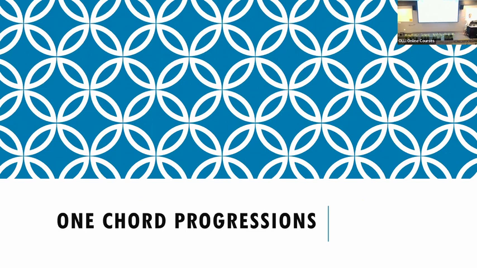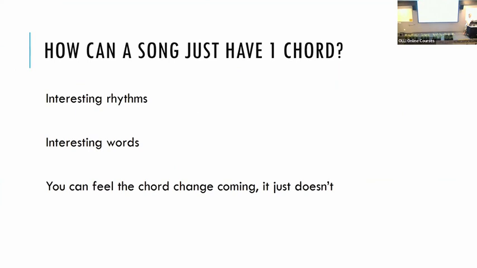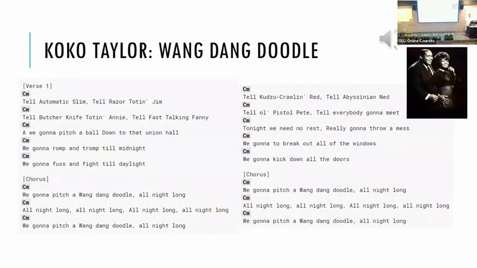All right. So how can a song just have one chord? They use interesting rhythms, interesting words, and you think it's going to change, but it never does. So here, for example, is Koko Taylor, Wang Dang Doodle.